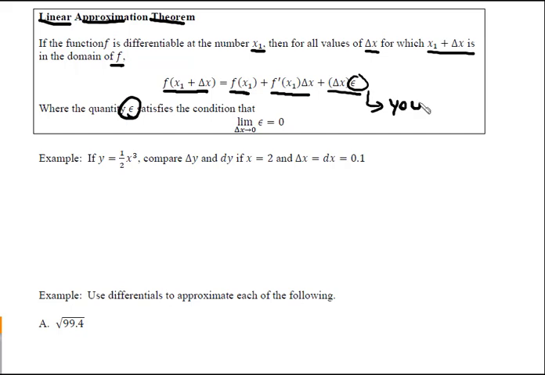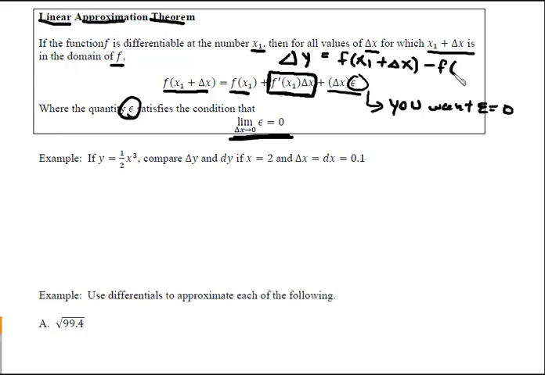So I hope that you would agree that you want this epsilon, this error, to be 0. And that's why you want this limit as delta x approaches 0 of epsilon to be 0. Now this part right here, this f prime of x1 delta x, that is actually dy, and so delta y is actually going to be f of x1 plus delta x minus f of x1.